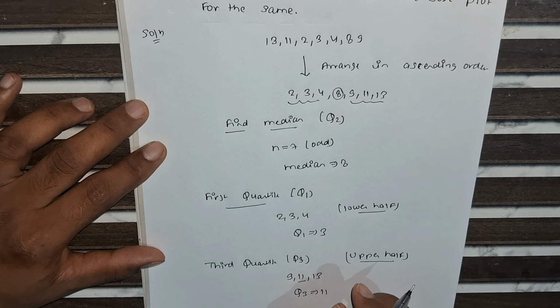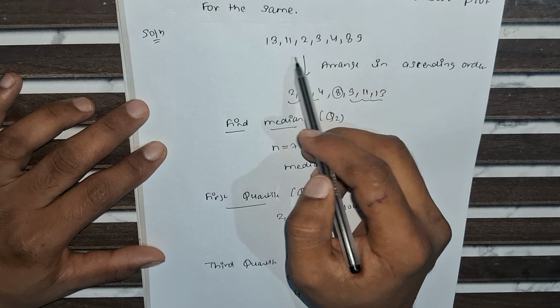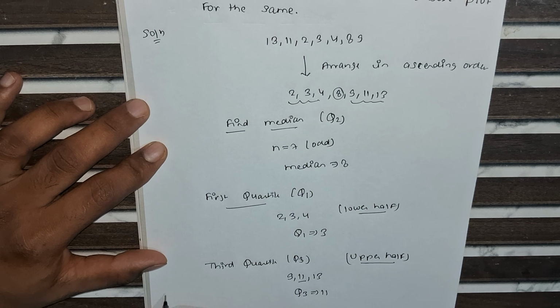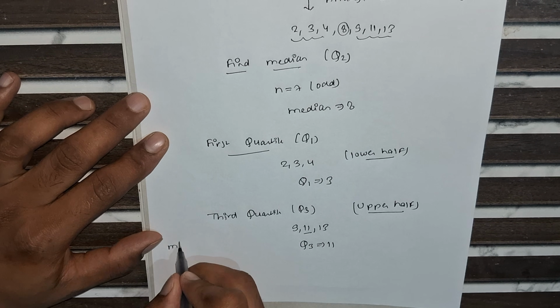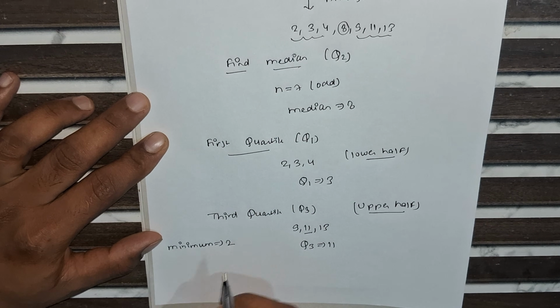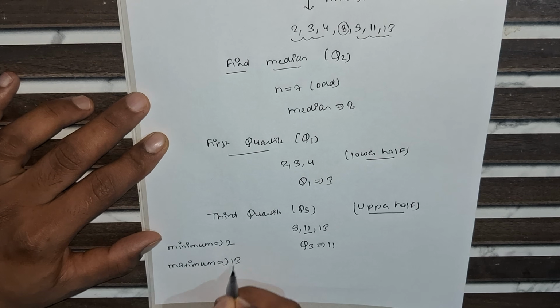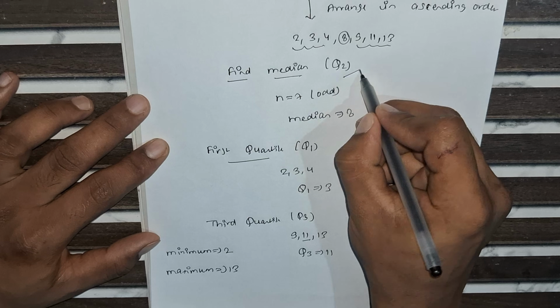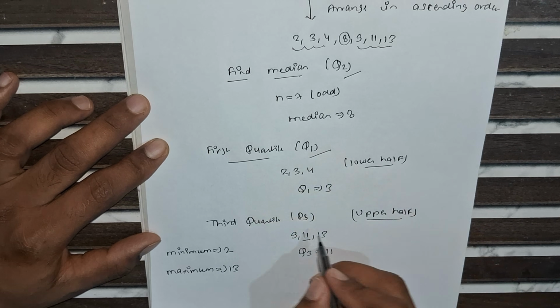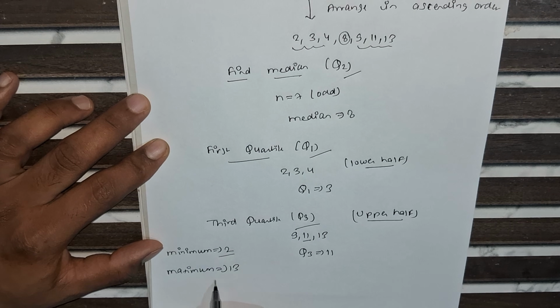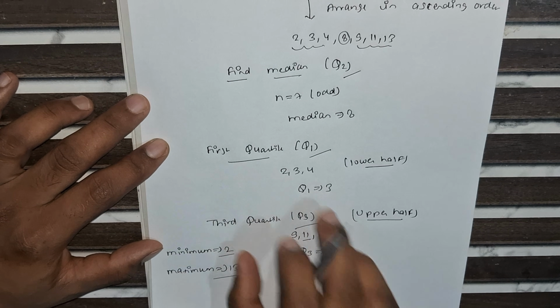Before plotting the box plot of the 5-point summary, we need to understand what the maximum value and minimum value are in this given list. So our minimum value is equal to 2, and our maximum value is equal to 13. Now we got all the 5 points, which are our median Q2, first quartile Q1, third quartile Q3, minimum value 2 and maximum value 13. So now plot all these points in the graph.